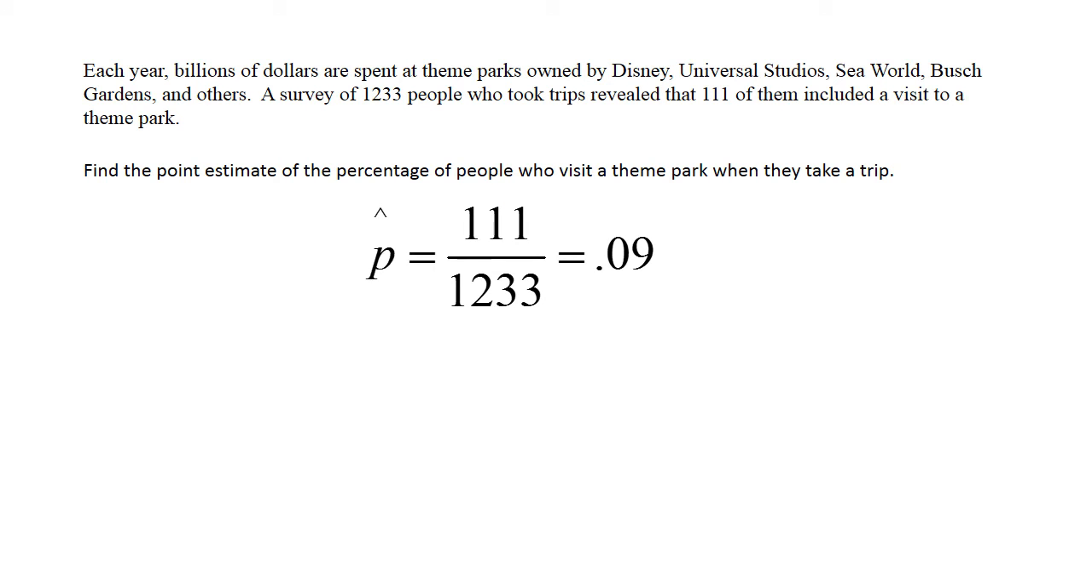The next question states, each year billions of dollars are spent at theme parks owned by Disney, Universal Studios, SeaWorld, Busch Gardens, and others. A survey of 1,230 people who took trips revealed that 111 of them included a visit to a theme park. Find the point estimate of the percentage of people who visit a theme park when they take a trip. The point estimate is p hat. P hat equals successes over outcomes. P hat equals 111 divided by 1,233, so p hat equals 0.09.